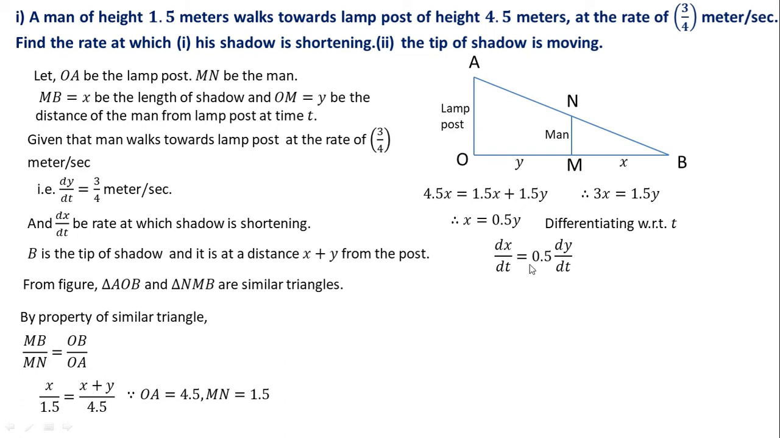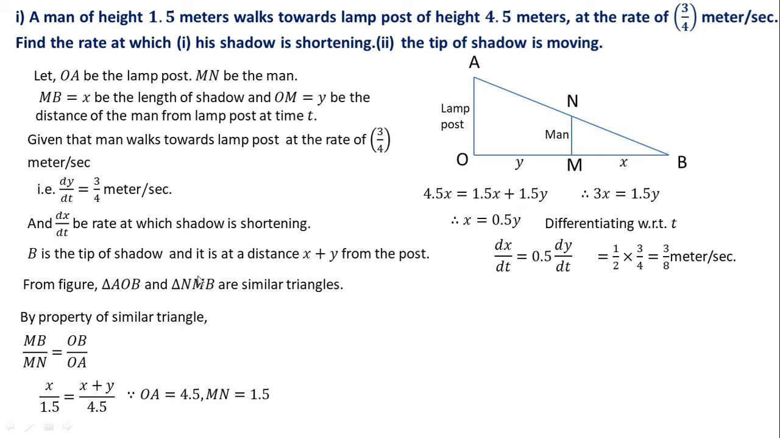We get dx by dt is equal to 0.5 into dy by dt. Now dy by dt is given to you. Here 0.5 means 1 by 2 into dy by dt is 3 by 4, and hence we get dx by dt is equal to 3 by 8 meter per second.